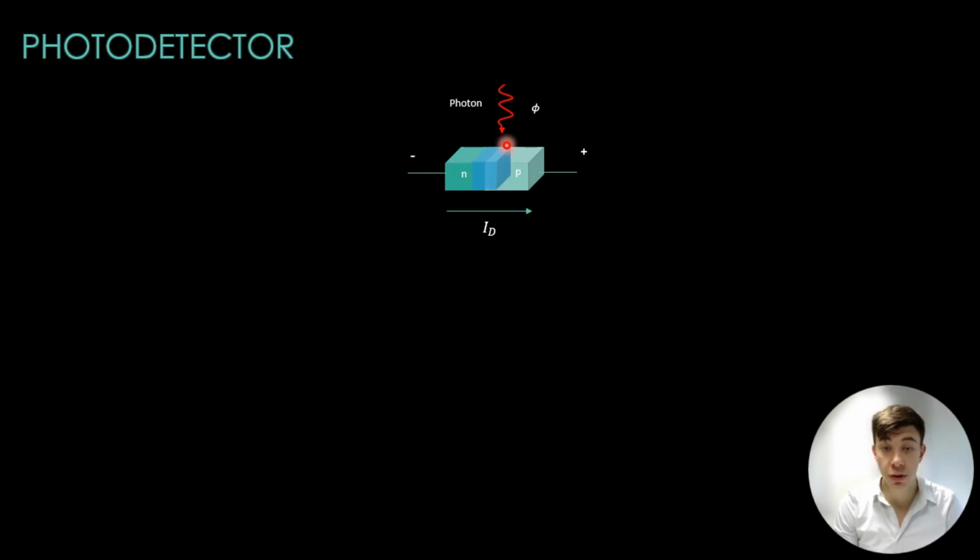When a photon with sufficient energy strikes the photodiode, it creates an electron-hole pair within the depletion region of the p-n junction. This generation of charge carriers results in a flow of current, known as photocurrent ID, which is proportional to the intensity of the incident light.